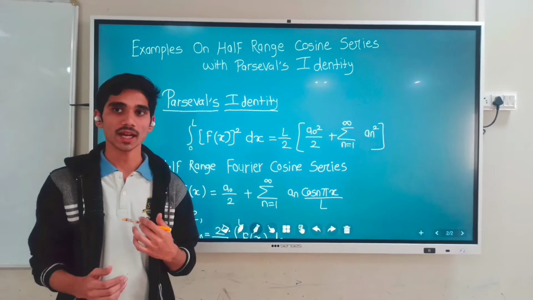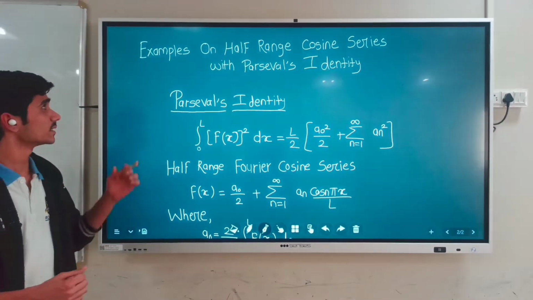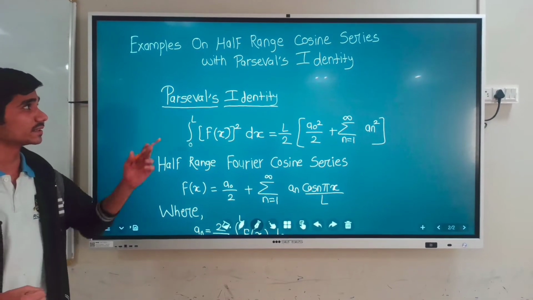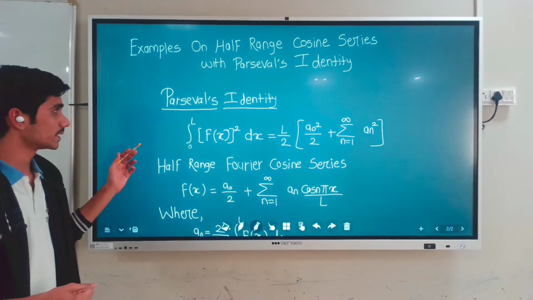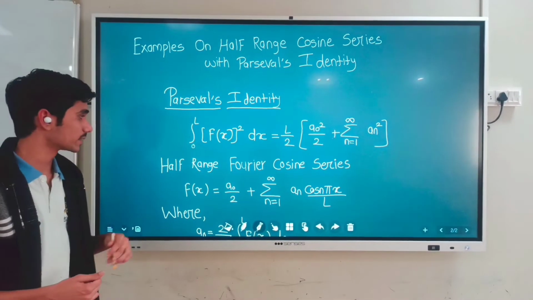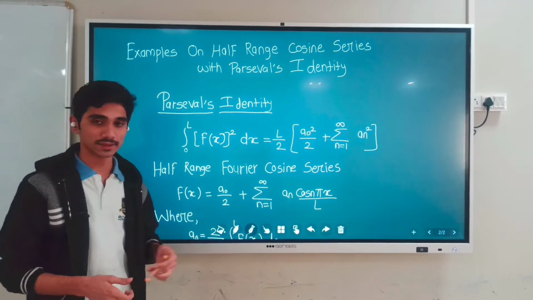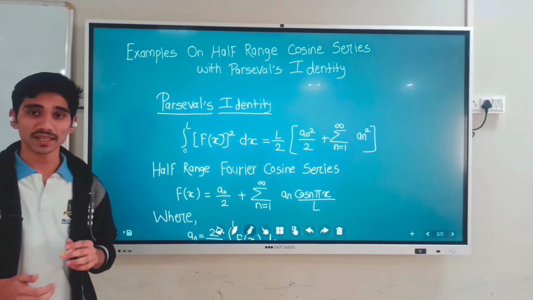So today me and my team have gathered here to present examples on half-range cosine series with Parseval's identity. First of all, we will see what Parseval's identity is, and later we will go towards the half-range Fourier cosine series. So first of all, what is Parseval's identity?